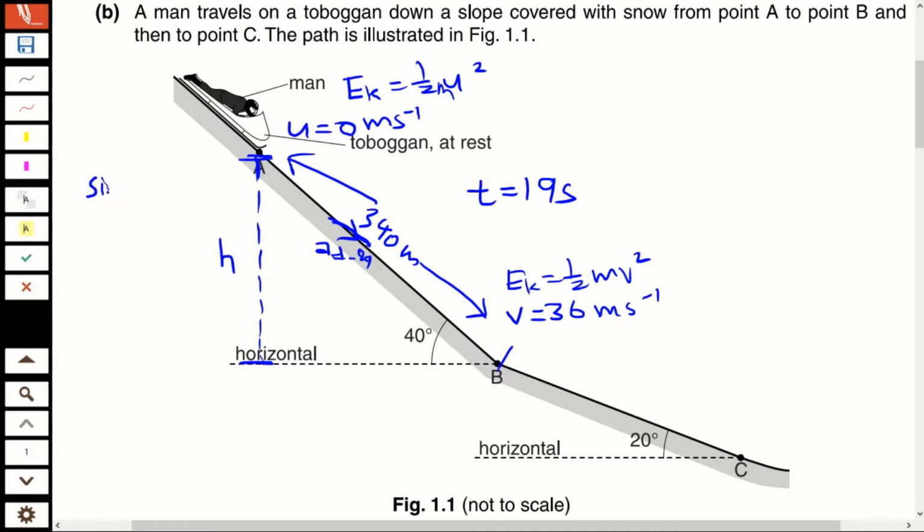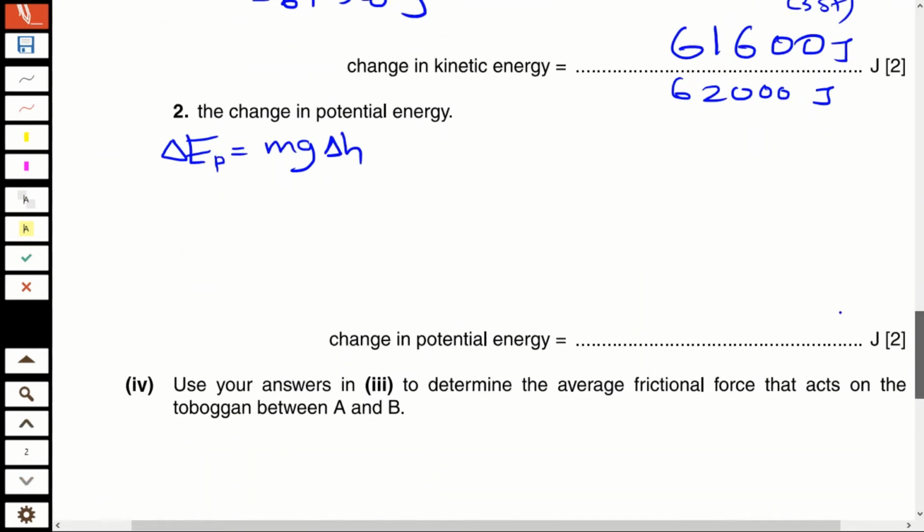So if we say the sine of 40 is opposite over hypotenuse, means the change in height is 340 sine 40. Okay, so we know our change in height. Let's write it down. So change in potential energy will be 95 kg times 9.81 gravitational constant, and what was it again? 342 sine 40.